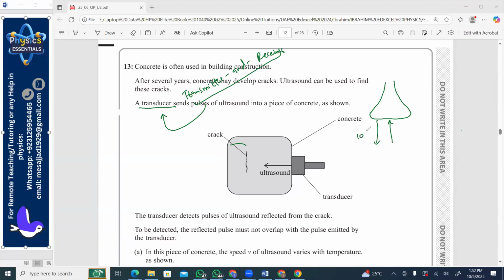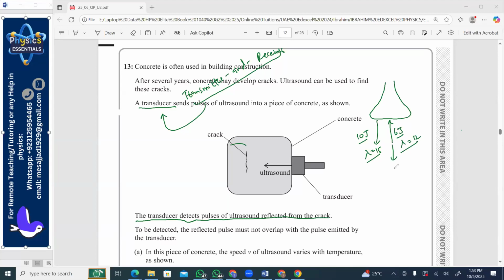For example, the sent signal is 10 joules and the received signal is 6 joules. It analyzes the energy difference and the wavelength difference. For example, here it is 15 and here it is 12. By analyzing the wavelength and the energy, it explains the location of the crack. There is something very important you need to remember regarding ultrasound: the transducer detects pulses of ultrasound reflected from the crack.